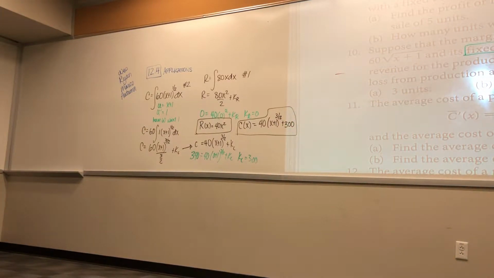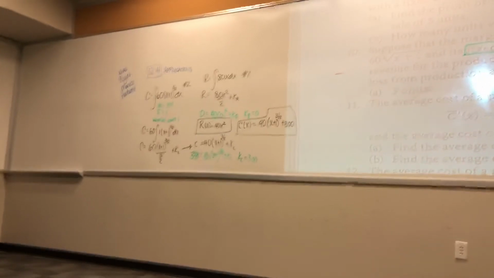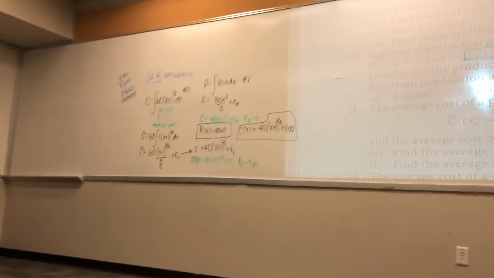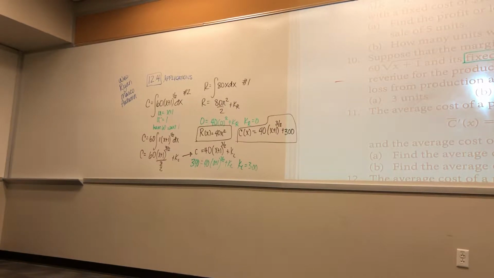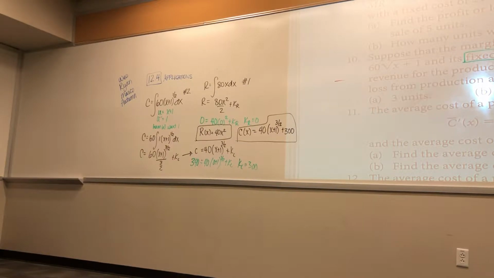Profit, whoops, profit equals revenue minus cost. So profit equals revenue, which was 40x squared, minus cost, which was 40 times x plus 1 to the 3 halves plus 300. Wait, it says plus under there. It sure does. But what did I just do? You distributed the minus. I subtracted cost, which means all the signs are gonna change on every term.